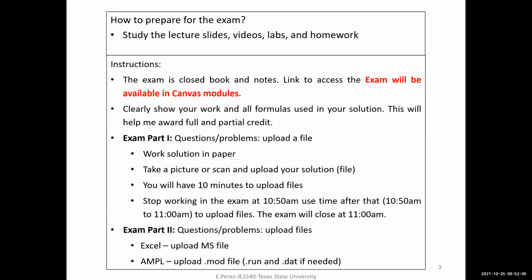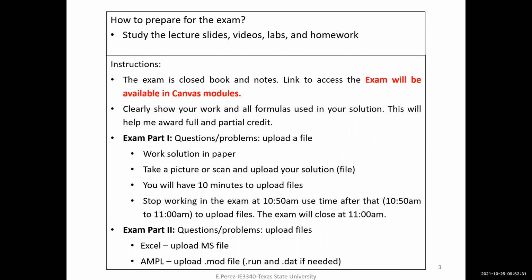Basically, what I'm saying is you start at 9:30, which is the scheduled time for the class, and you work until the end of the time period, which is 10:50. I'll give you those 10 extra minutes to upload the files. So my advice is for you to start working on the exam at 9:30 and use that time after 10:50 to upload the files. The exam will close at 11 a.m.